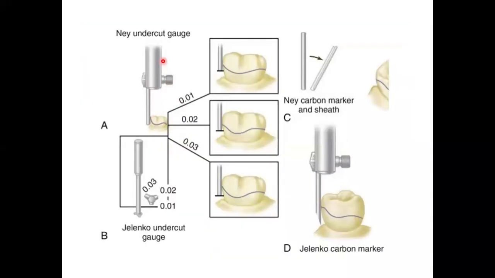In your Ney undercut gauge, you have three different undercut gauges seen: 0.01, 0.02, 0.03. But in your Jelenko, you have only one fan-shaped undercut gauge, which has three different wings. Each wing will give one value. One smaller wing will give you 0.01, the next one will give you 0.02, and another one will give you a 0.03 undercut gauge measurement.